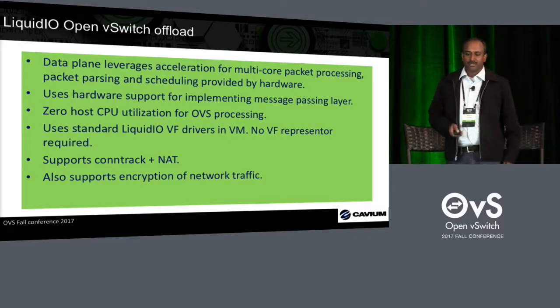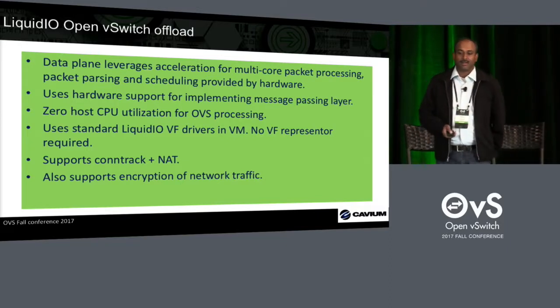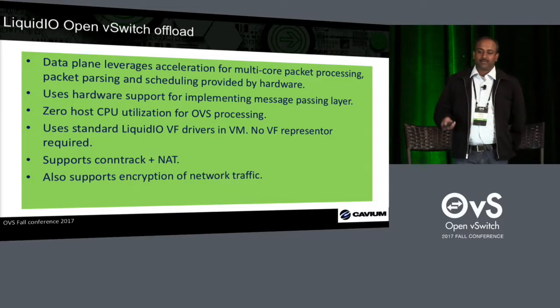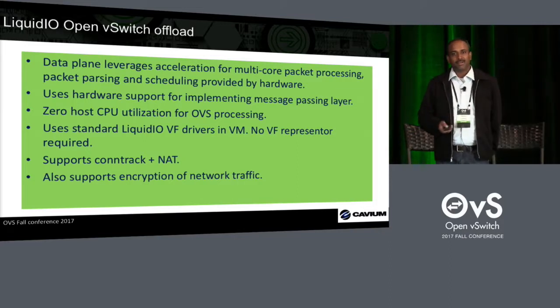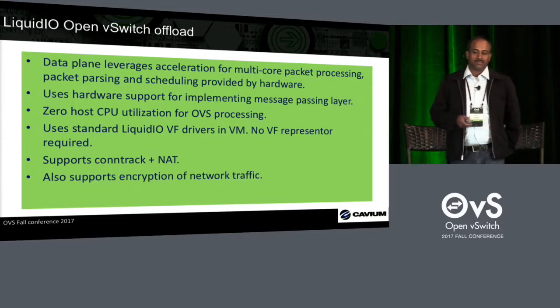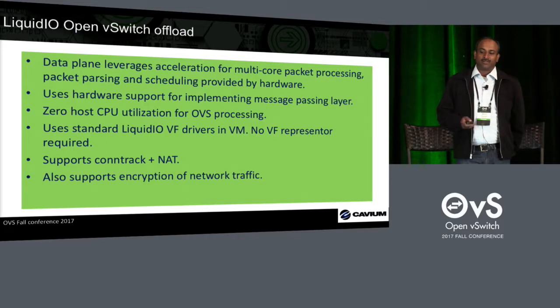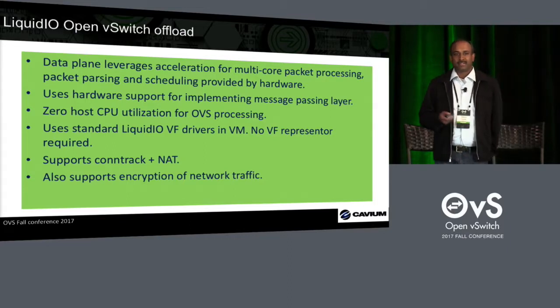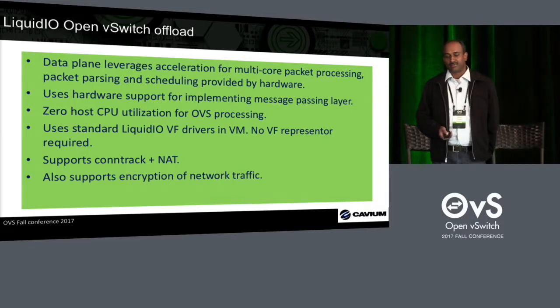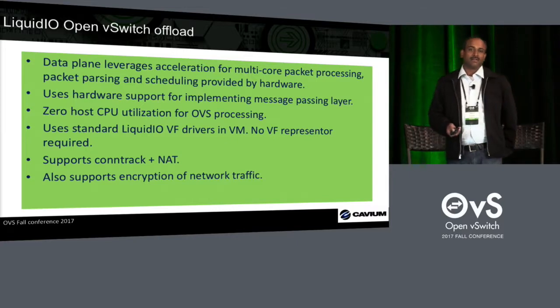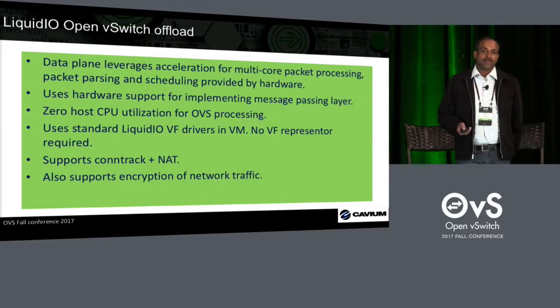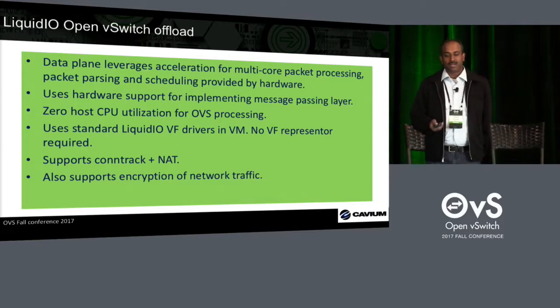So some more information about how this happens. Like I said, it uses our multi-core processor. What that allows is there are some abilities in the hardware itself to do packet parsing, scheduling of the packets onto one or more cores. It also allows us to implement that messaging layer using the hardware capabilities that are available in the Octeon MIPS cores. At the end of it, you're not consuming any CPU cycles for running OVS or moving packets to the VMs. Now you are able to do it entirely within the adapter.